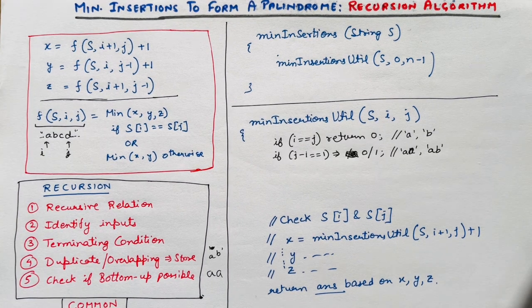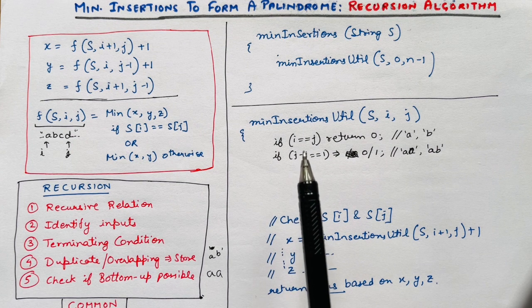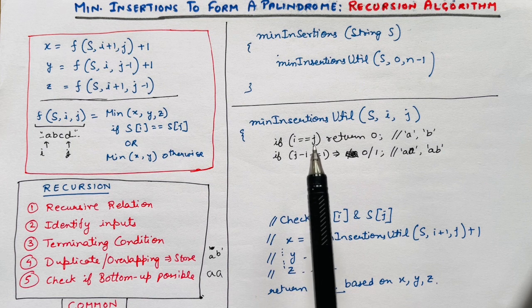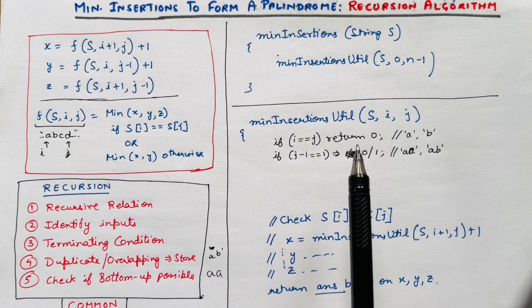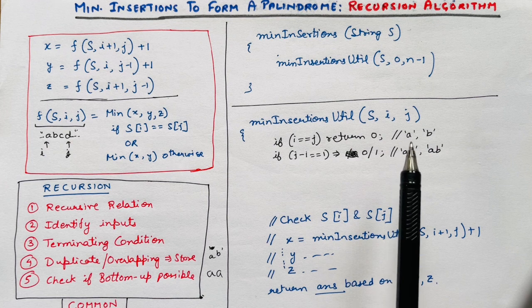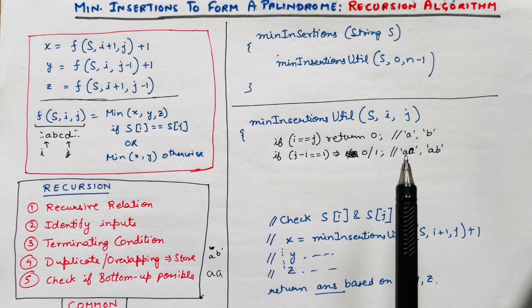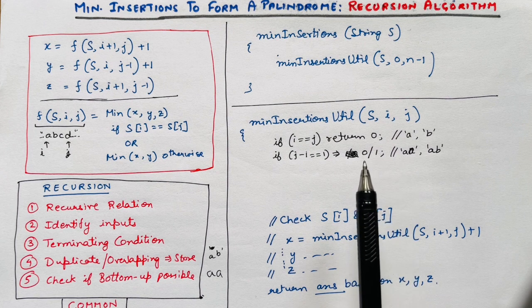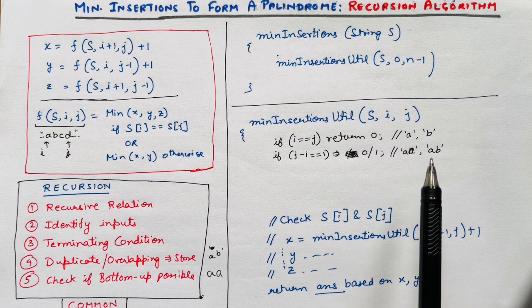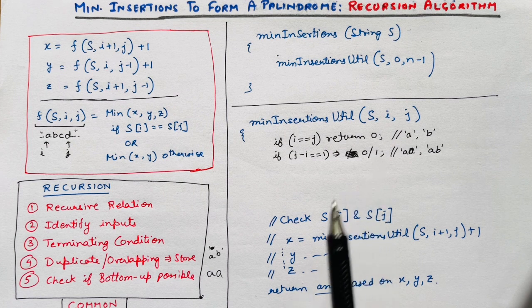Now, with base condition added, our algorithm looks something like this. We first check if the substring is of length 1. If it is of length 1, then we return 0 because we don't need to insert anything to make these a palindrome. While if the substring is of length 2, then we check if the two characters are equal. If they are equal, they are already a palindrome and we don't need to make any insertions. So we return 0. If they are not equal, then we'll have to insert one character to make this a palindrome and we'll return 1.